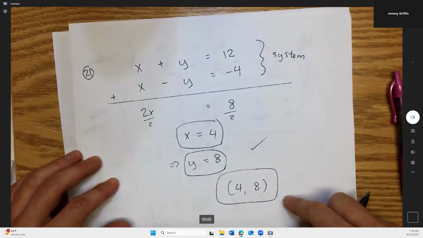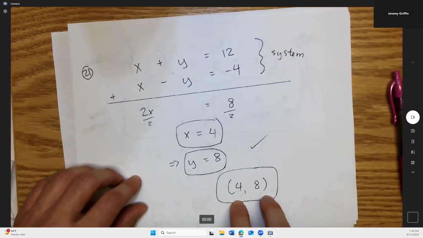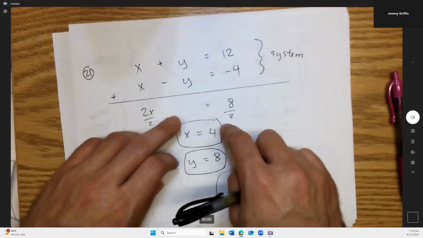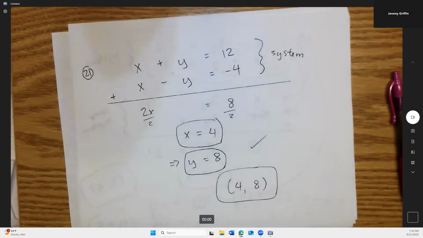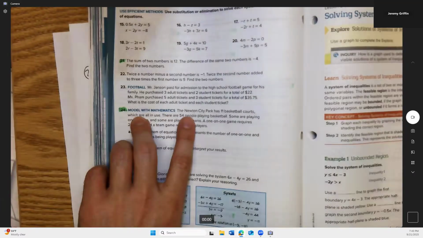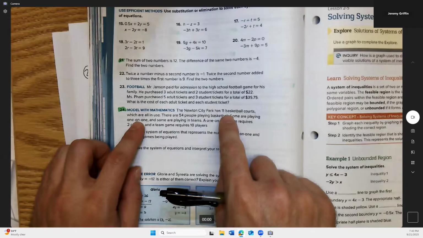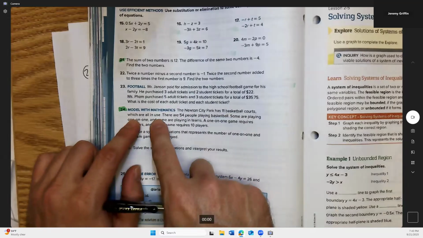Is the sum 12? Yep. Is the difference negative 4? Well, that minus that is, yeah, that's it. Okay, number 24, model with mathematics. The Newton City Park has 11 basketball courts, which are all in use.